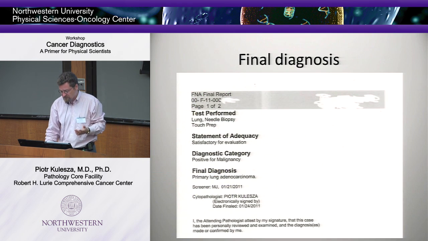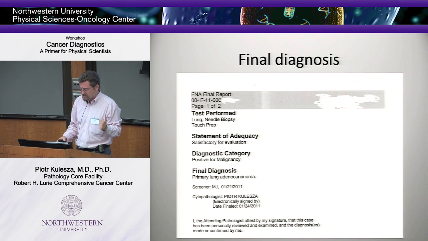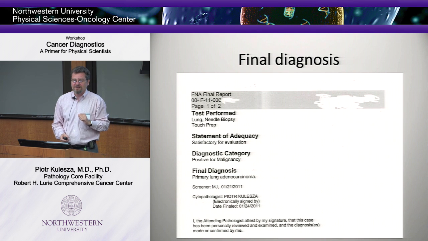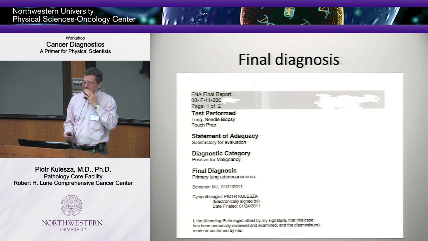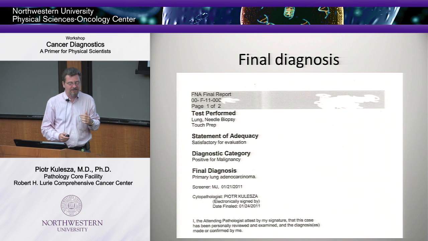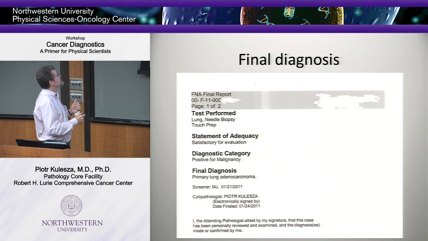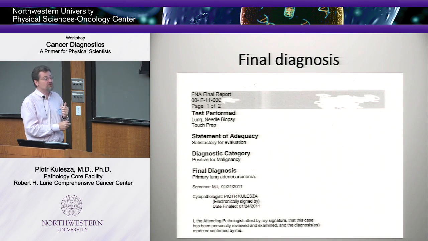So now I am able to say, and this is my diagnosis from which I Adobe smeared out the PHI, so I'm not violating patients' privacy, which are, again, the HIPAA rules. So we have a case number. This is my final report. We have the accession number, test performed, lung needle biopsy, touch prep, statement of adequacy. It's satisfactory for my evaluation. Diagnostic category is positive for malignancy.